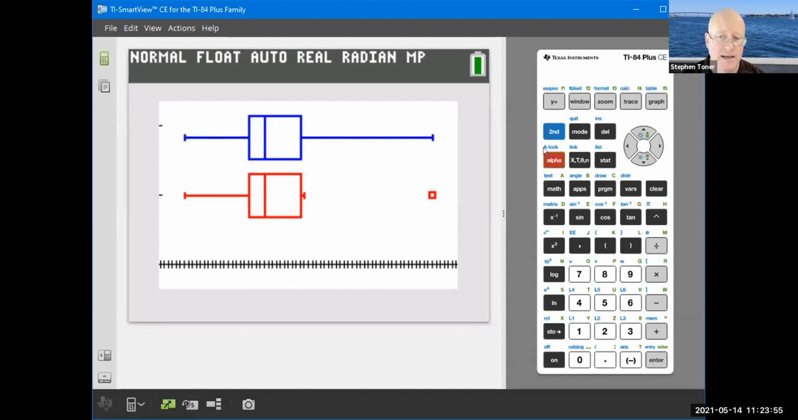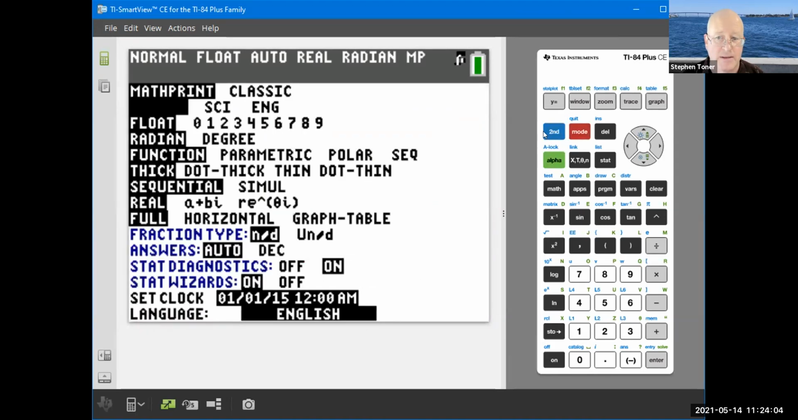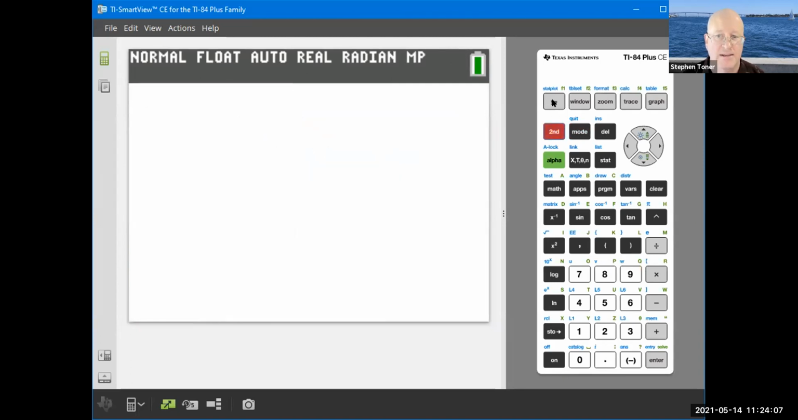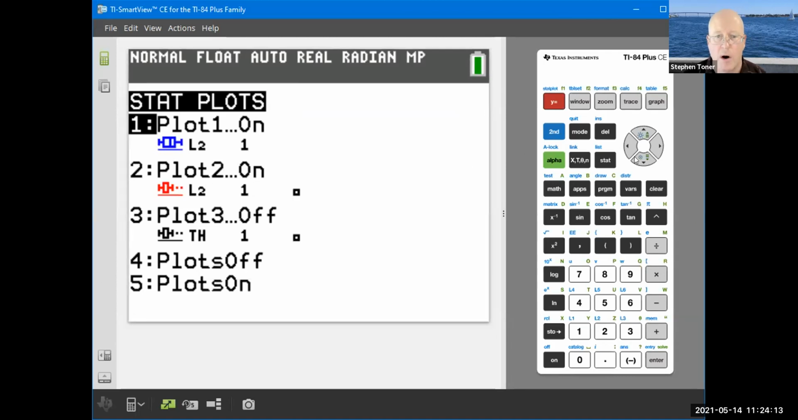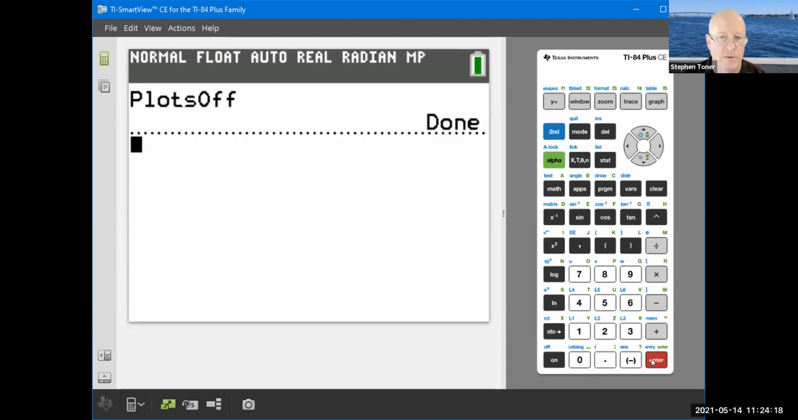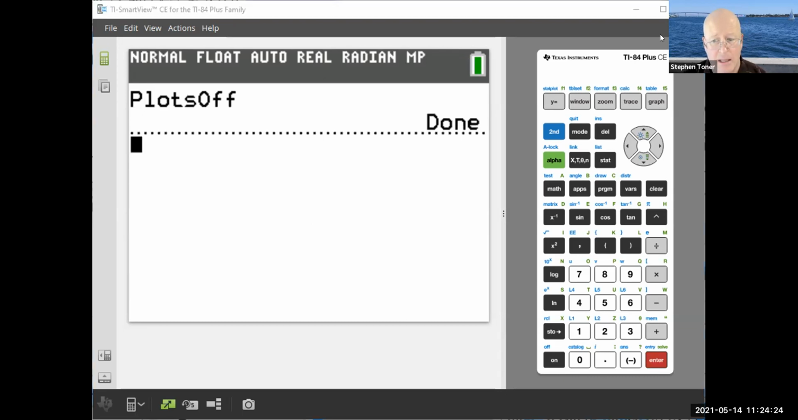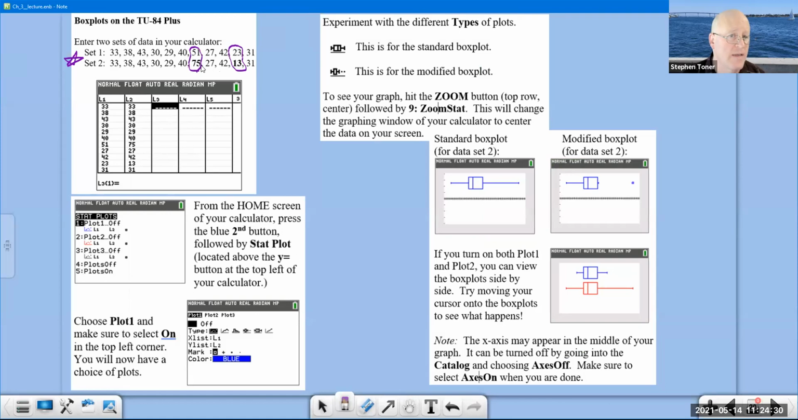Now, if I hit second stat, let's try that again, second stat. Let me hit second quit to get out of here. Second quit. Now, second stat, notice I have 2 of them turned on. If you ever want to turn them all off at once, you just go down to plots off, hit enter, and it turns all of your plots off. So bottom line, you have a way to check on your calculator whether a data set contains an outlier. And notice that that value of 75 was the outlier that we identified a moment ago.